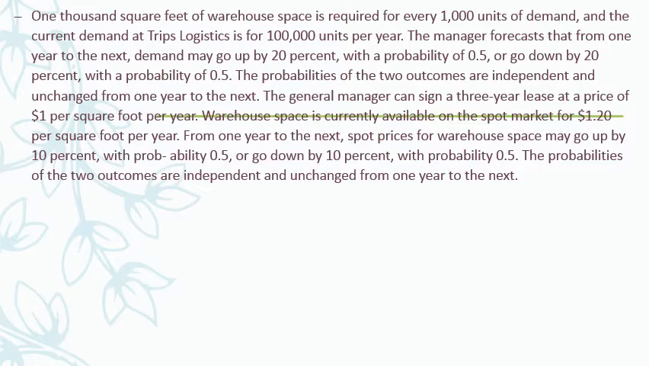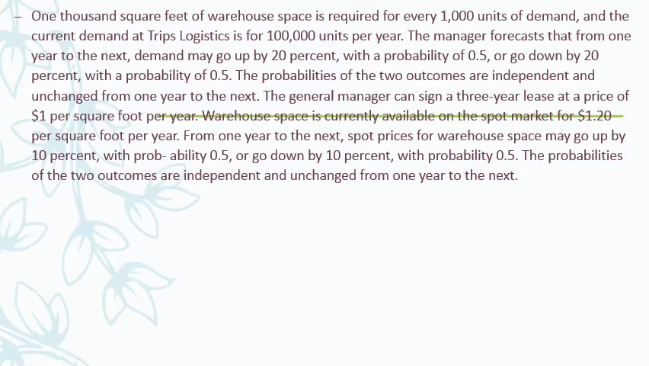So the probability of going up is 50%, the probability of going down is 50%, and the percentage change is 20%, whether it is high or low. And probabilities of the two outcomes are independent and unchanged from 1 year to the next. So every year that will hold on. The general manager can sign a 3-year lease period at a price of $1 per square foot per year. Warehouse space is currently available on the spot market at 1.2 per square foot.